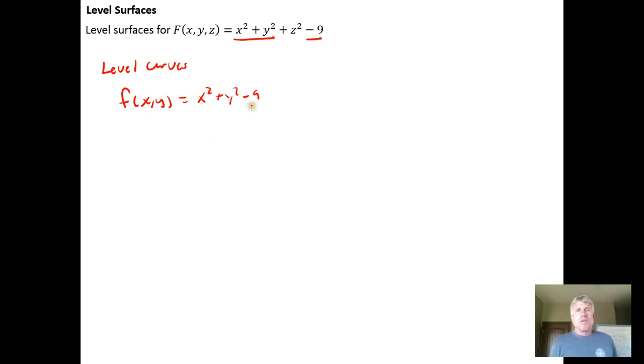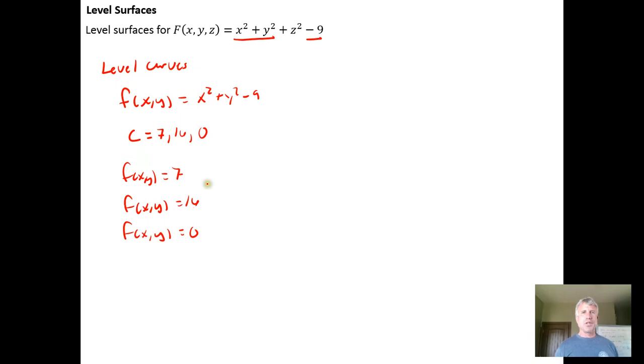And when we took level curves, what we did is we took values for c. For example, c equals 7, c equals 16. We could do c equals 0. And we took our equation f of x, y, and we set it equal to those different values. f of x, y equals 7, f of x, y equals 16, f of x, y equals 0. And then we replaced our function f of x, y with those constant values.